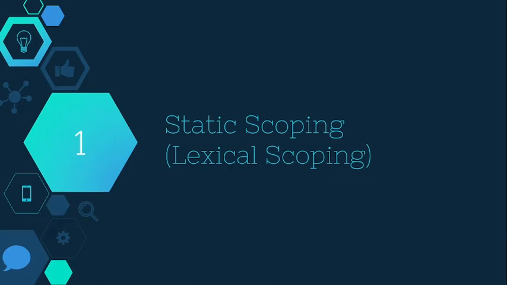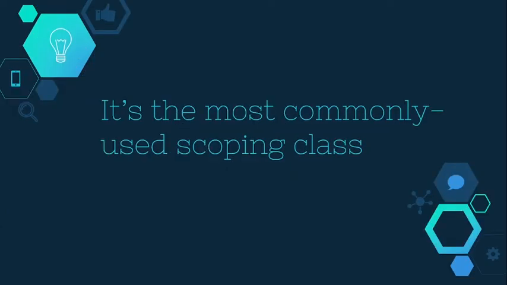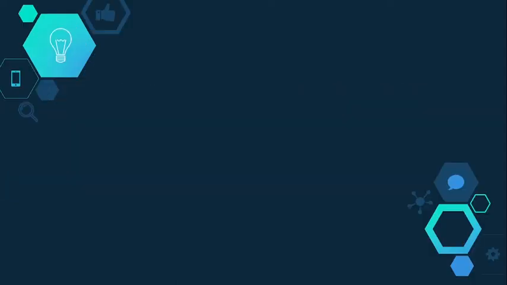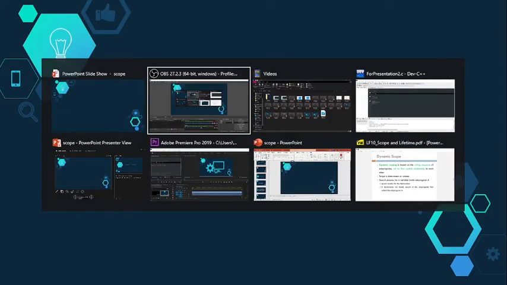The first scoping class is called static scoping, or sometimes lexical scoping. This type of scoping is the one most commonly used due to its ease of use and general readability. In static scoping, the spatial relationship between entities is emphasized. When searching for variable declarations, the compiler will search the closest scopes first and spread out to larger enclosing scopes until it finds a declaration. Alright, let's have an example.